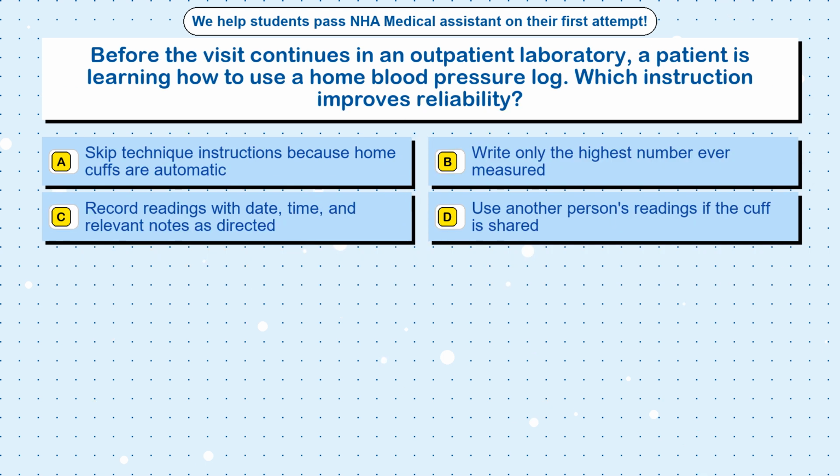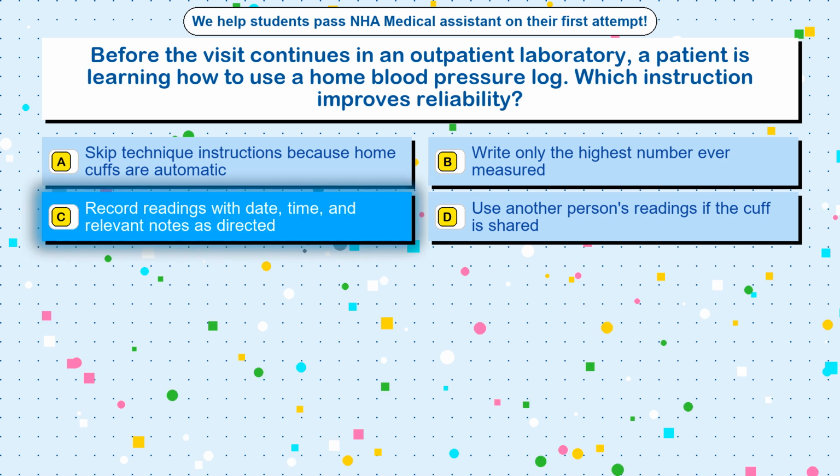Question 35. Before the visit continues in an outpatient laboratory, a patient is learning how to use a home blood pressure log. Which instruction improves reliability? Option A. Skip technique instructions because home cuffs are automatic. Option B. Write only the highest number ever measured. Option C. Record readings with date, time, and relevant notes as directed. Option D. Use another person's readings if the cuff is shared. The correct answer is option C. Record readings with date, time, and relevant notes as directed.